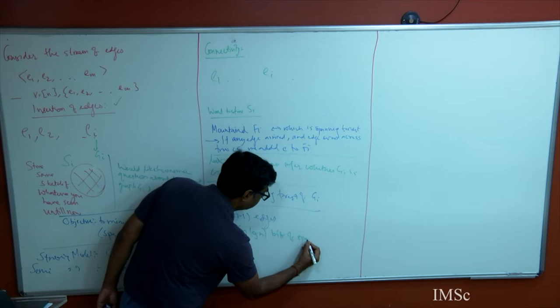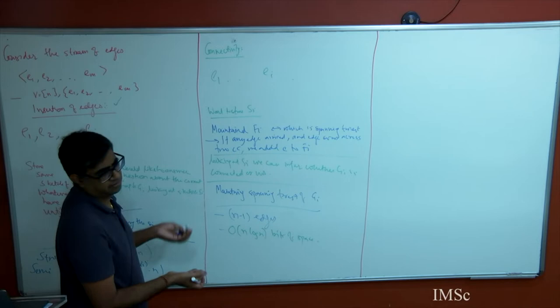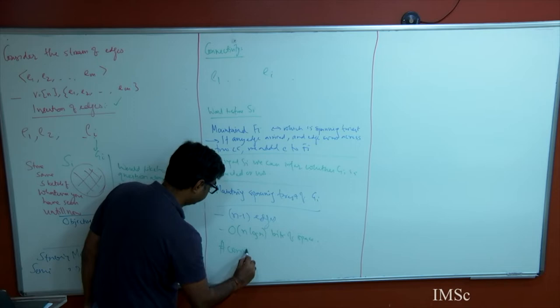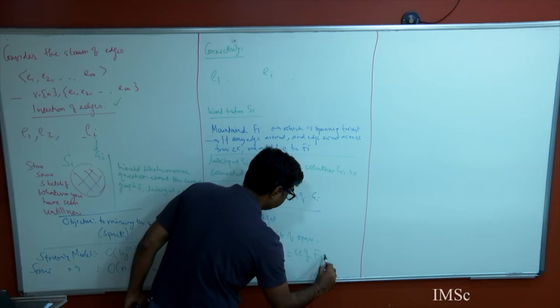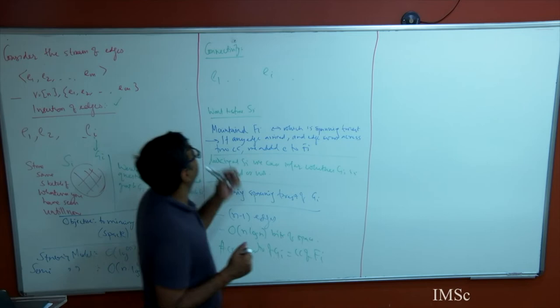And you can count the number of connected components of your graph by looking at this. It is the same as the connected components of G. The connected components of GI are the same as the connected components of FI. Then we looked at the extension of this to what I call k-connectivity.